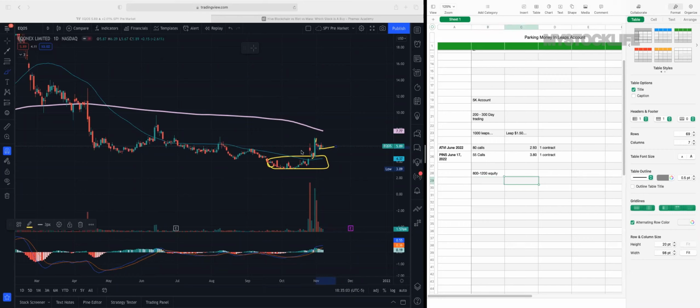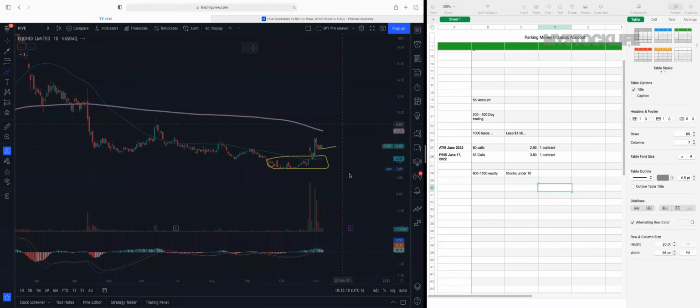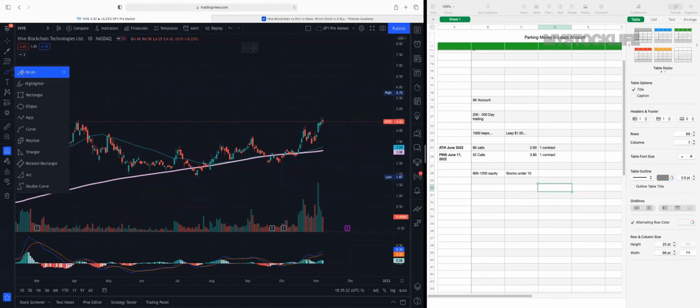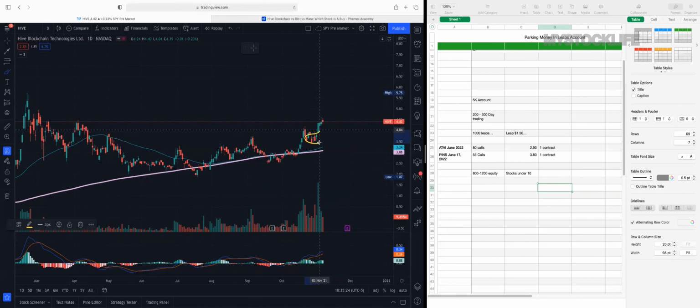All right. So on small names, with $800 to $1,200, I will do equity trades on stocks under $10, right? Stocks under 10, preferably something that's trading at maybe $5, $4. Hive, for example, that was given out in the chat the other day, right? Hive was, I believe, given right here on the bull flag. So you want to look at these patterns: higher highs, higher lows, and now it broke out, nice little bull flag.